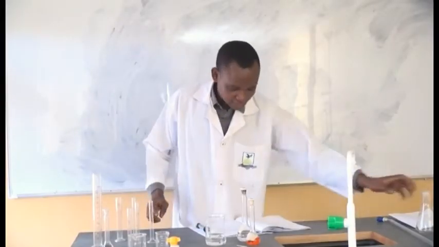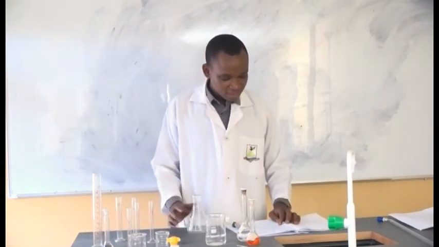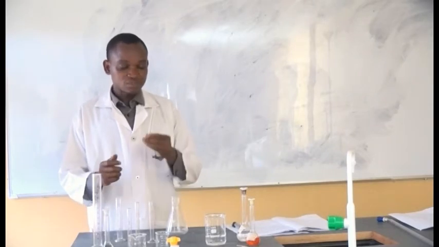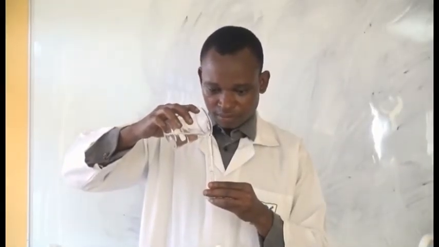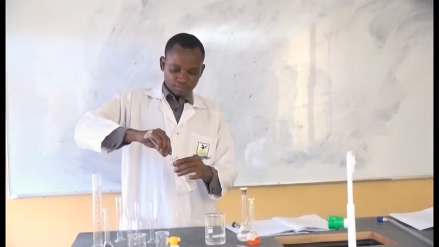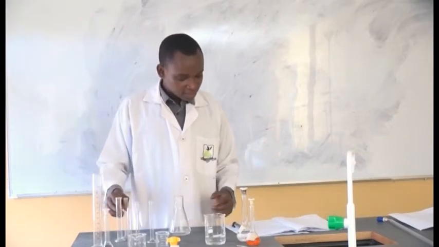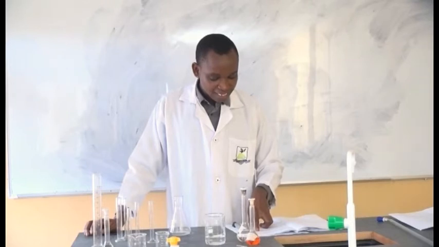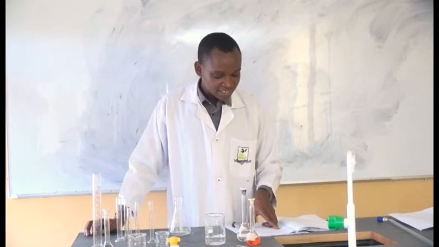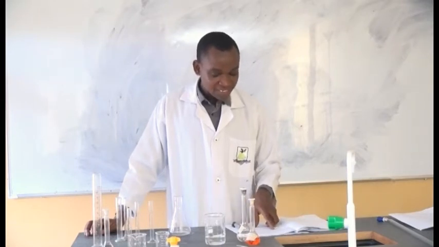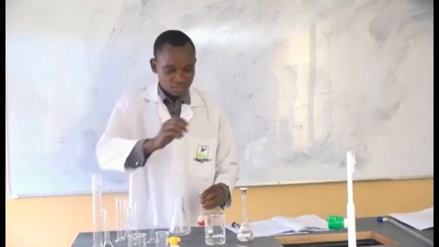Now, the procedure goes like this. Measure 10 ml of water sample into a conical flask. These are conical flasks, so I'm going to measure 10 ml of water sample into it. Then add 2 drops of 10% potassium dichromate indicator and titrate the solution with 0.1 normal silver nitrate until the color changes from yellow to reddish brown, which persists for 1 to 3 minutes. I'm going to add 2 drops of potassium dichromate, which is our indicator.